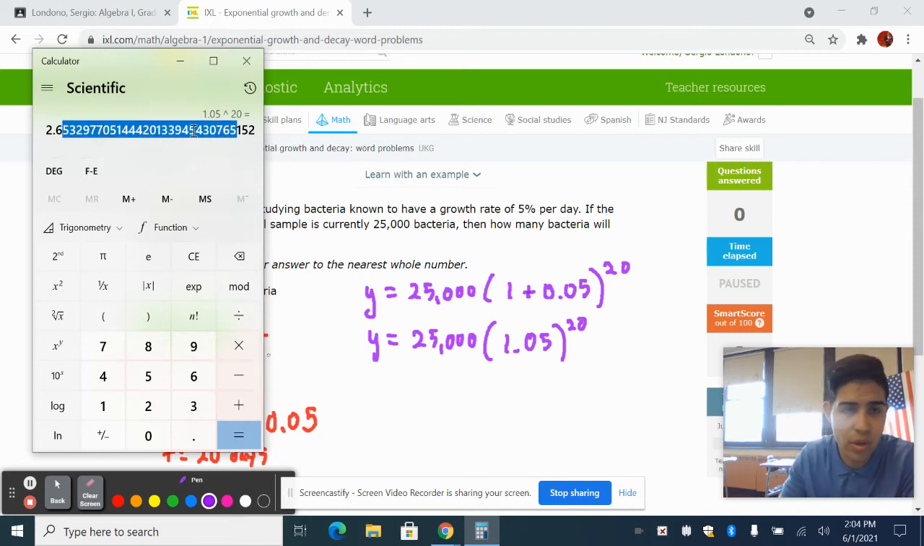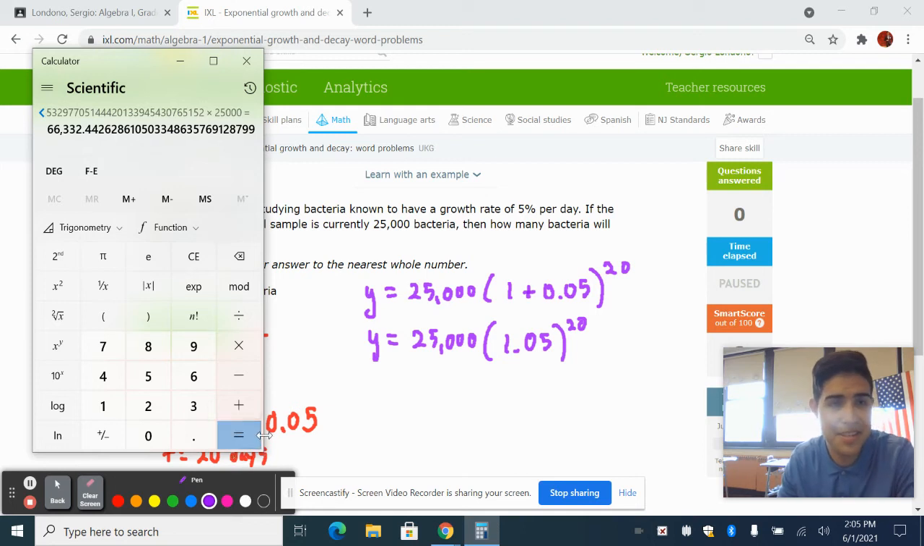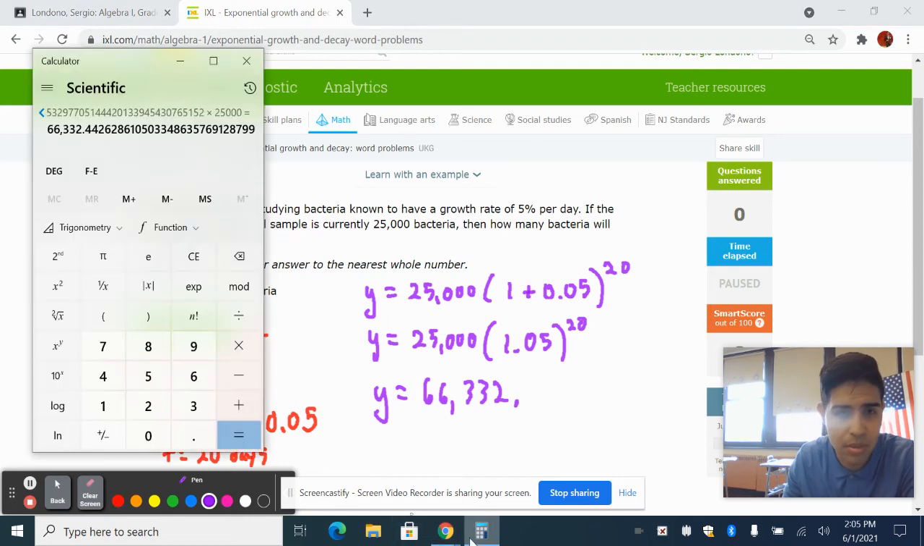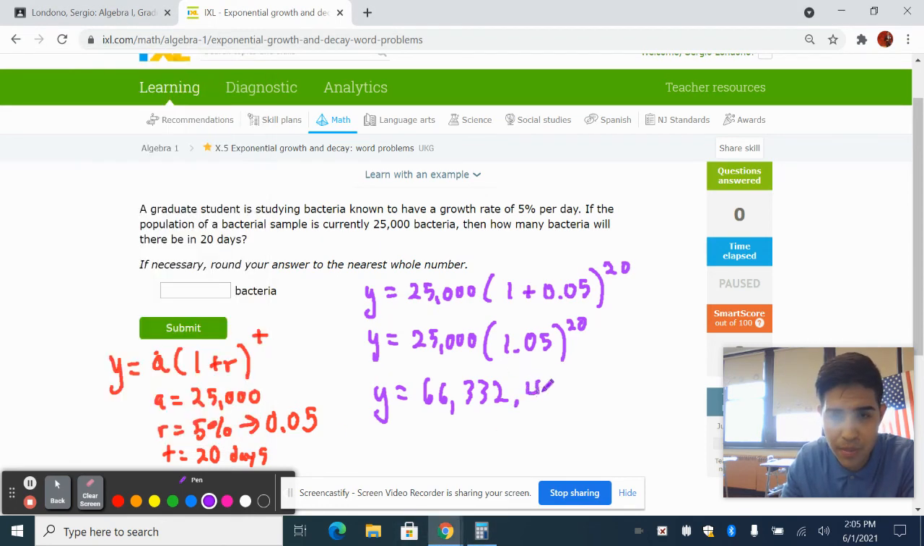What we want to do is we don't want to lose any of this. So we're going to multiply times 25,000. And we get 66,332.4426. So remember, it's asking us to round to the nearest whole number. So I have y is equal to 66,332.44.